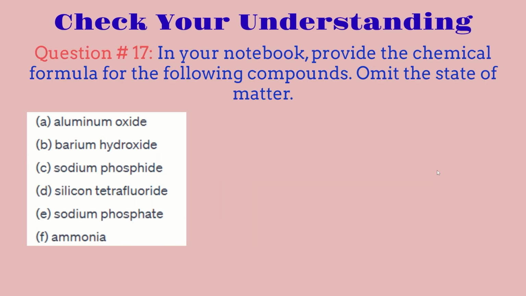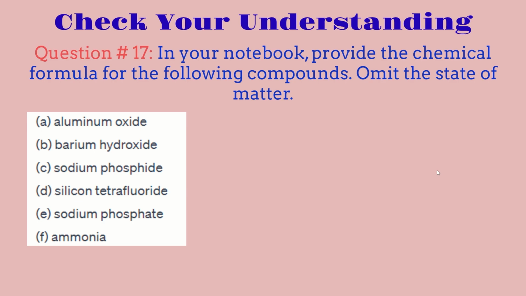For question number 17, inside of your notebook, provide the chemical formula for each of the following compounds, and also omit the state of matter. The first one is aluminum oxide. The second one is barium hydroxide. The third one is sodium phosphide. The fourth one is silicon tetrafluoride. The fifth one is sodium phosphate. And the last one is ammonia.